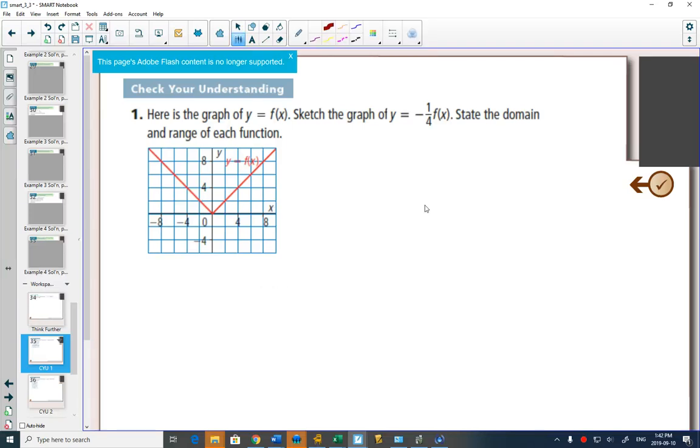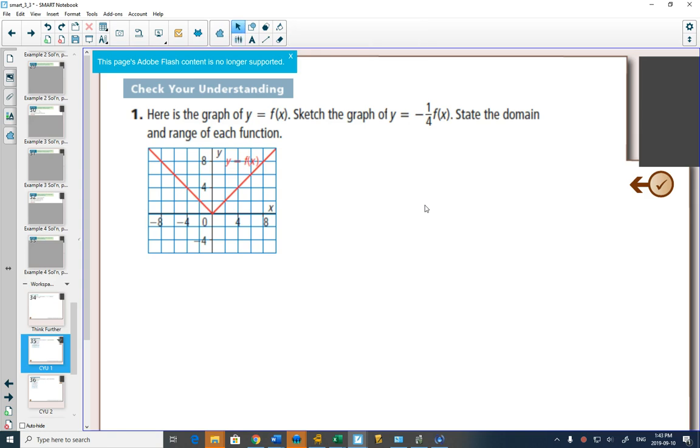We've got our graph y equals f of x. Here, it's given to us in function notation, even though you might look at it and say, I know what graph that is, because that's one of the graphs that we studied. But this whole question is in function notation. It says, sketch the graph of y equals -1/4 f of x. State the domain and range.